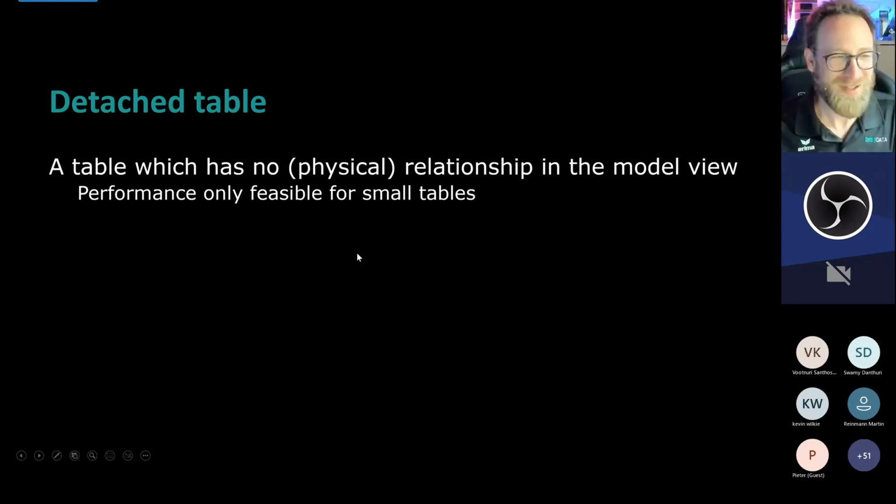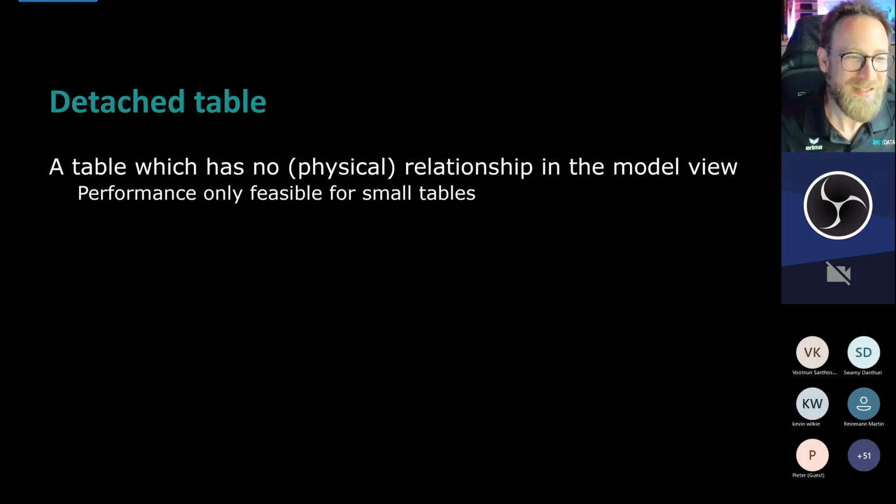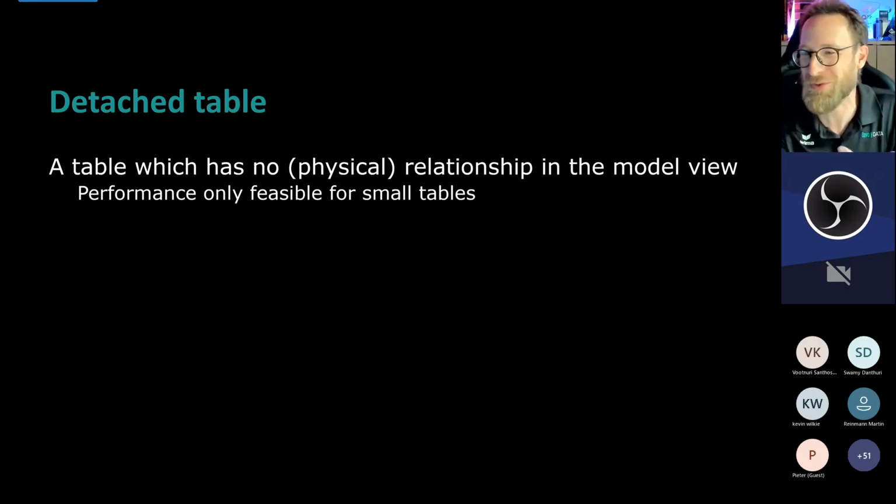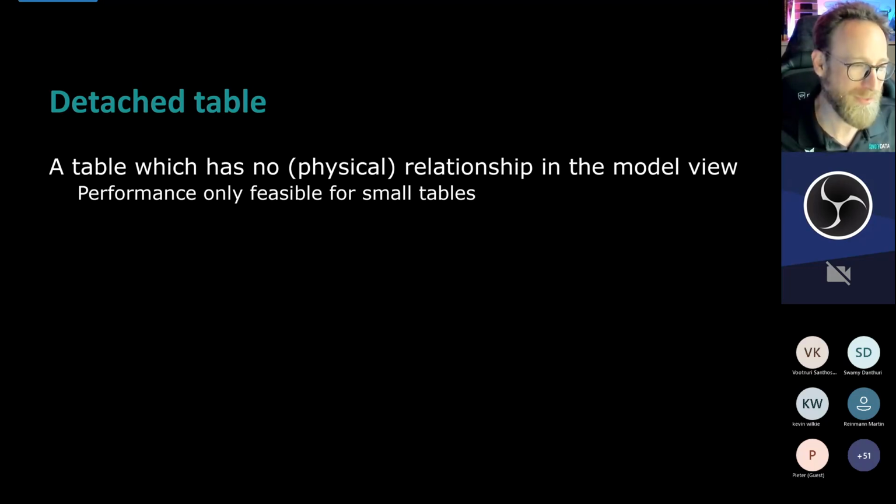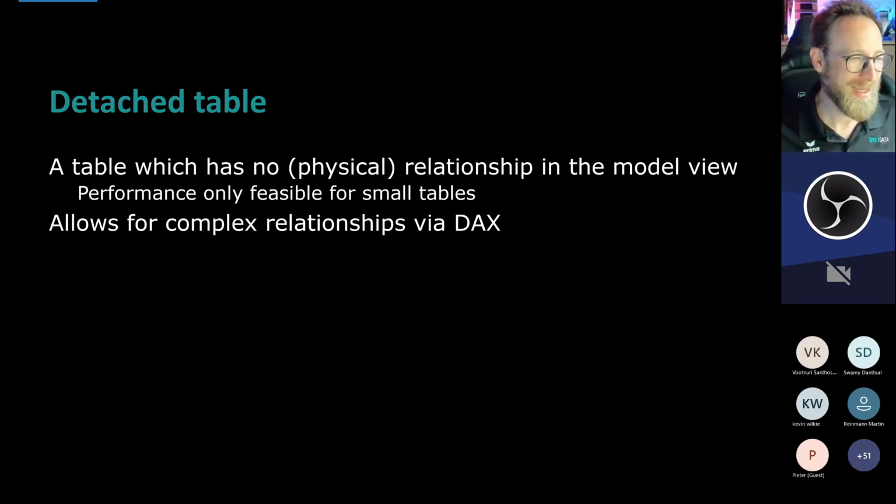A detached table is exactly what the name suggests. It's detached. There's no physical relationship in the model view between the table and the other thing. Of course, there's some real world relationship, otherwise I would not refer to it here. So there's some connection, but not in the model view. So no connection at all. We're not talking about bridge tables or many-to-many.